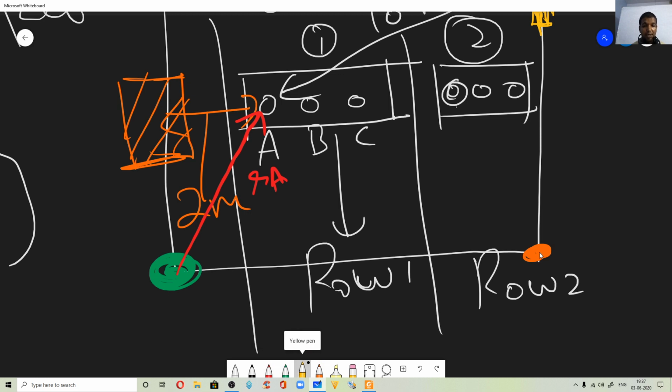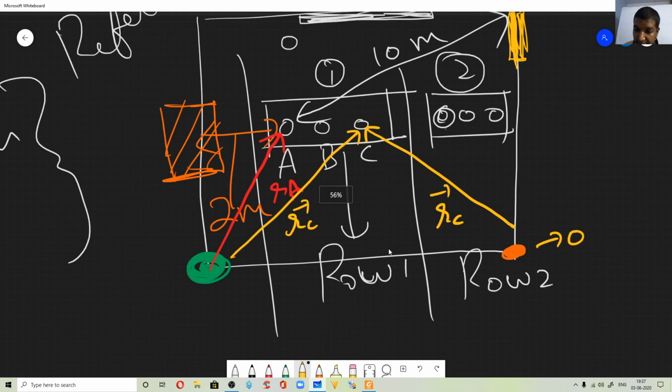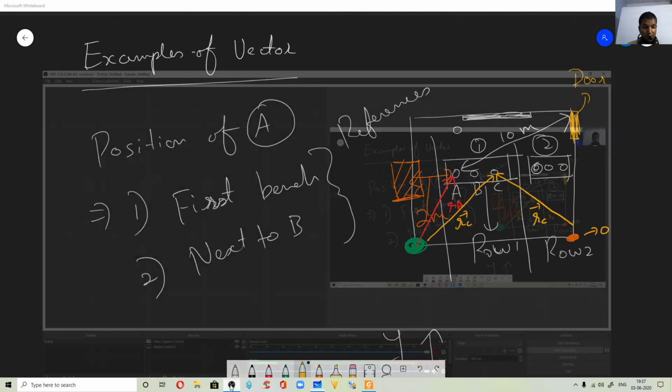Now you can write the position of C. Considering this right corner as the reference, which you can call the origin O, it can be written as r_C, like this. Now if the left corner was your reference, then r_C would have been like this. It all depends on the reference from where you are trying to say the position, that is all. I hope you understood. Let us stop here. We'll see in the next class.